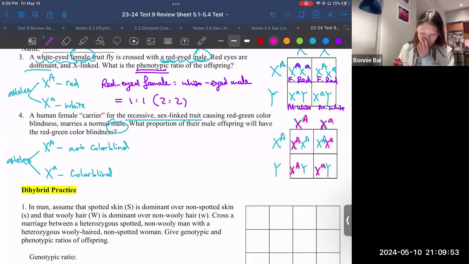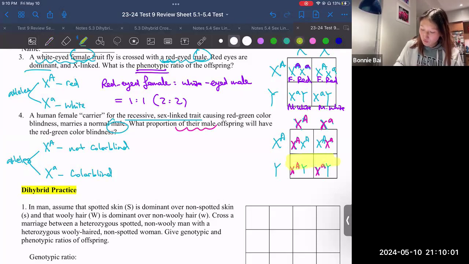What proportion of the male offspring? Because it says of the male offspring, that means we're only looking at the male offspring. The male offspring are these 2. We don't care what the females are. We don't care about the female boxes. We're just looking at these 2 male boxes.